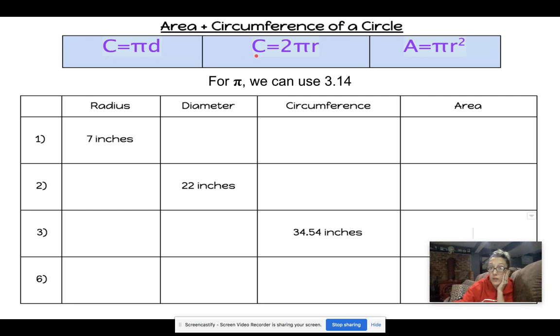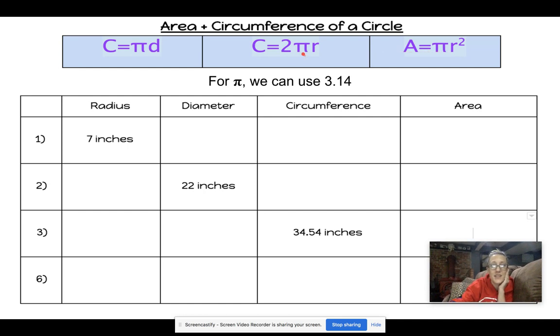Or to find circumference, you could do 2 times pi times the radius. And if you want to know the area, which is the space inside the circle, that is going to be pi times the radius squared. And remember, radius squared does not mean the radius times 2. It means the radius times the radius. And when we get into an example, I think it'll make a little more sense for you.